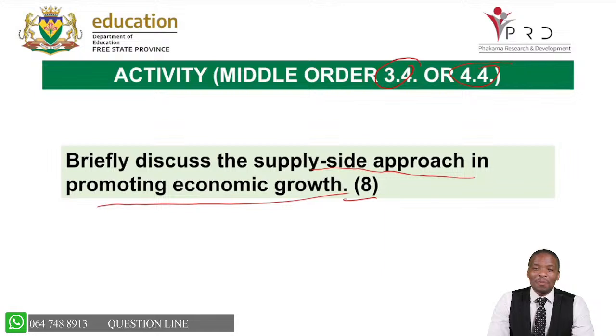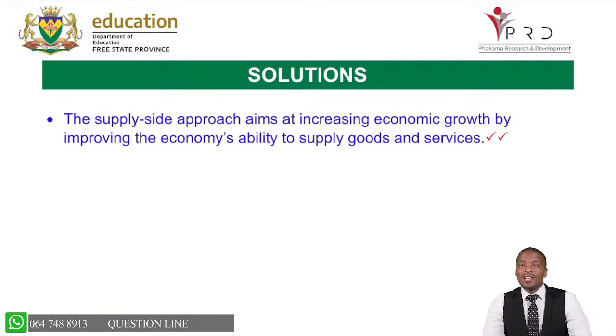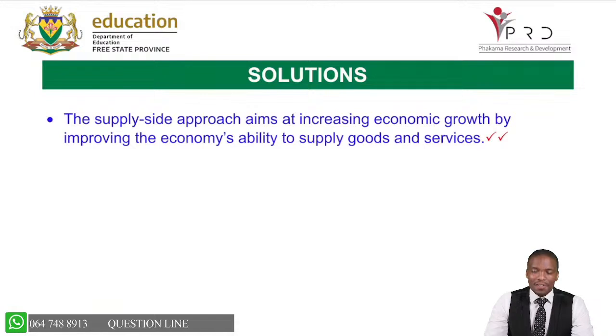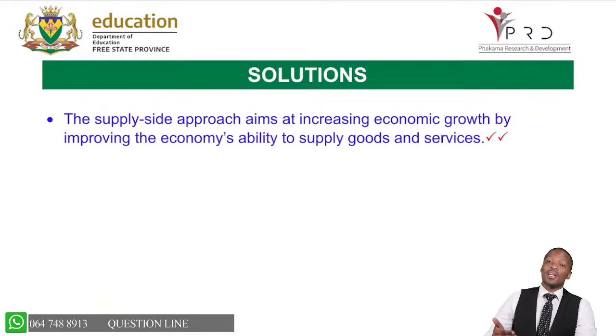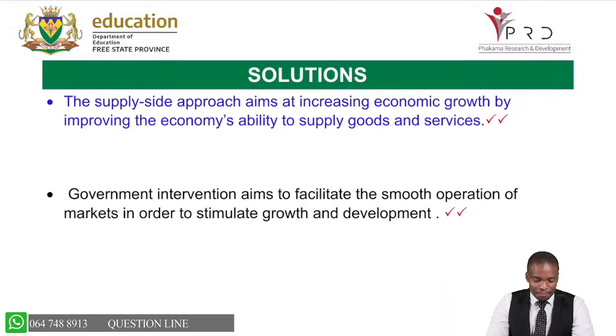So let's look at the possible suggested solution that you could have brought. Here is the starting point. You are painting a picture to us. So you're going to tell us that the supply side approach aims at increasing economic growth by improving the economy's ability to supply goods and services. So if there are more goods and services that are produced in a country, then we would say that we want to achieve our economic growth. So those are the first 2 marks that you are getting.